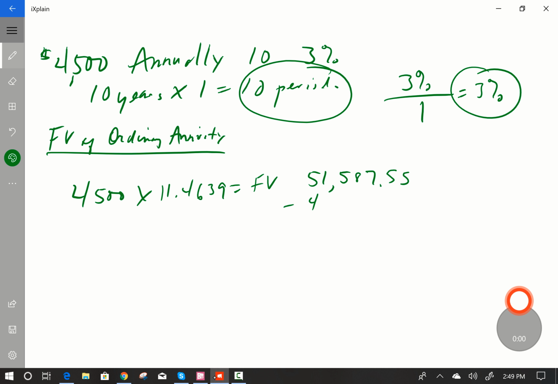So all you have to do is subtract $45,000 from your future value, the amount that you actually will receive at the end of that 10-year period of making those contributions. You actually deposited a total of $45,000, so the difference of those two is your interest amount, which would be $6,587.55. That's the amount of interest that you earned over that 10-year period of depositing $4,500 each year, and that generated a future value with your interest of 3%, giving you a total of $51,587.55. Okay, let's go ahead and move on to number 2.